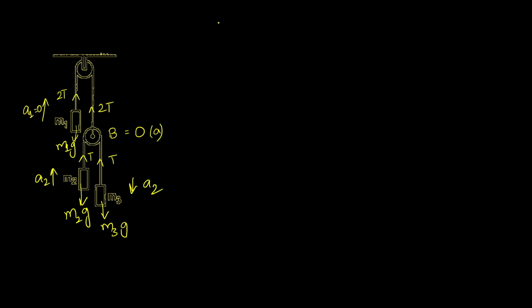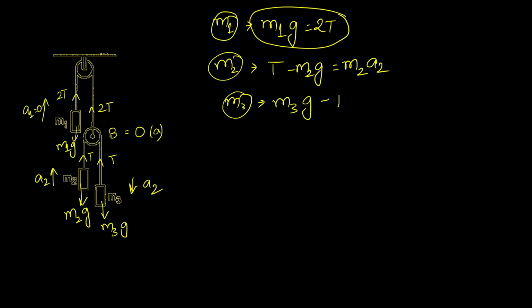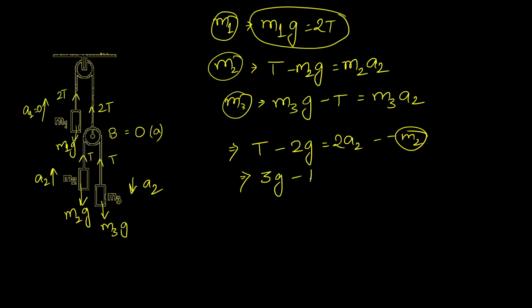So writing the equations again, for m1 it will be m1g is equal to 2t because acceleration is 0 in this case. For m2 it will be t minus m2g is equal to m2a2. For m3 it will be m3g minus t is equal to m3a2. So again writing the masses for m2 and m3 because we don't know the mass of m1: t minus 2g is equal to 2a2 for m2 and 3g minus t is equal to 3a2 for m3.